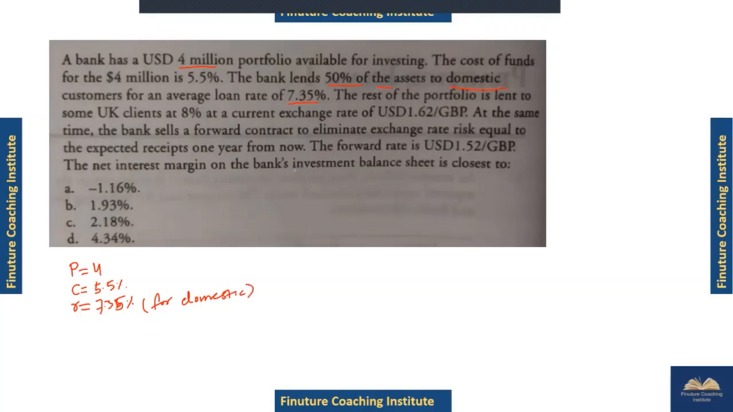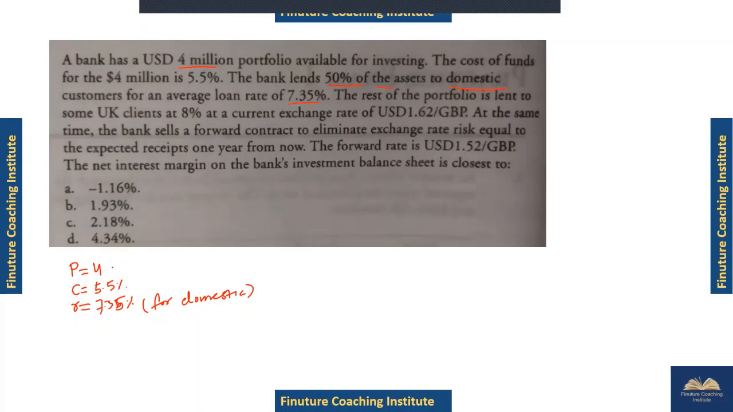And what we have been given is that we are planning to lend this to the UK clients at a rate of 8%. So this 8% that we will get will be on the pounds amount, not really a dollar. So on dollars you are getting 7.35%, on the pounds you are getting 8%. And this is a spot rate.